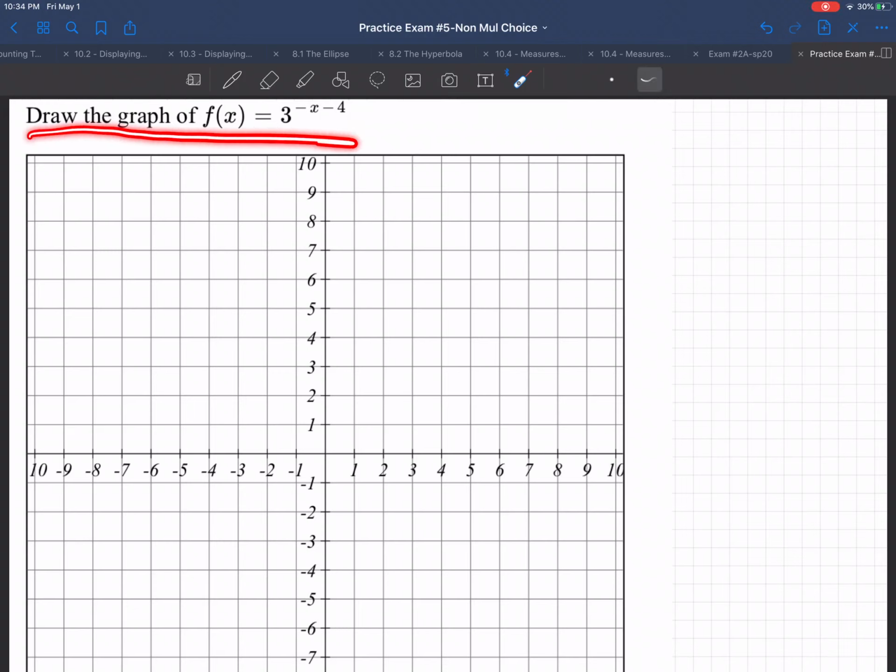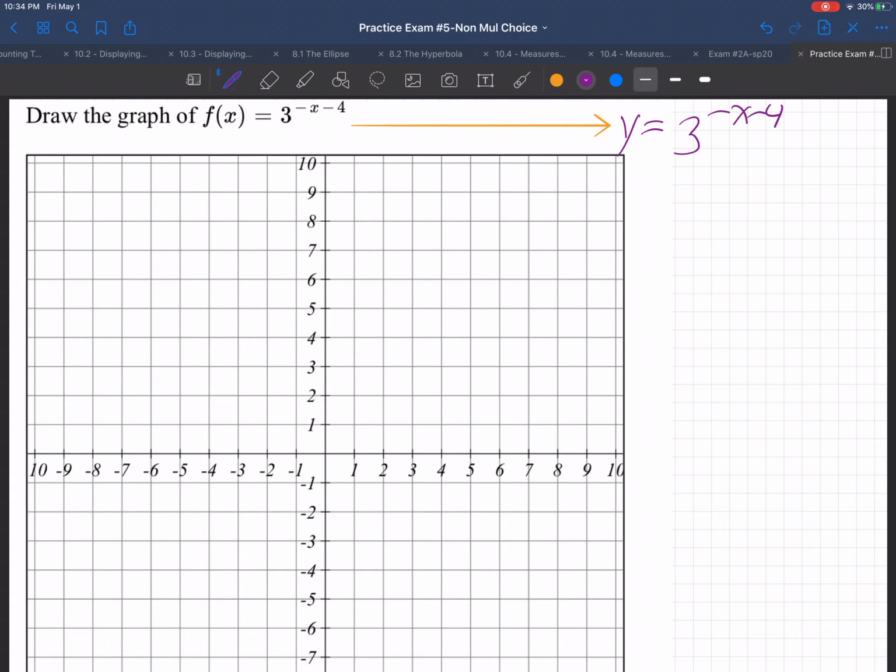Draw the graph. F of x equals 3 to the minus x minus 4. Okay, so let's begin by bringing it over here. So this is y equals 3 to the power minus x minus 4. Okay, this is when x is in the power. We call this an exponential function. And what we mean by that is it's this kind of function.